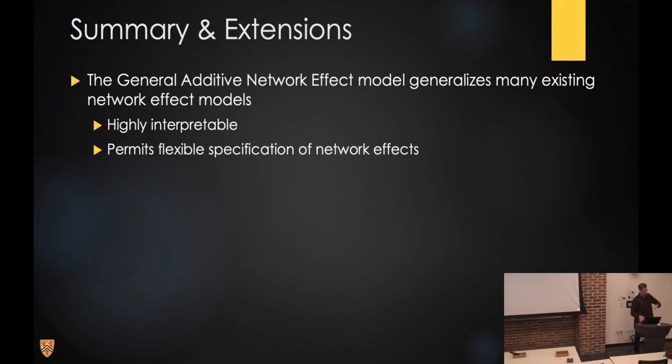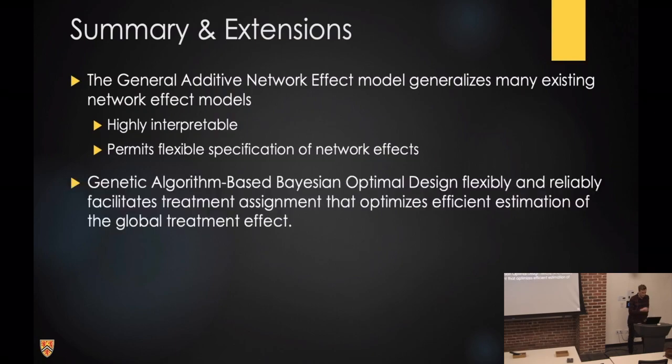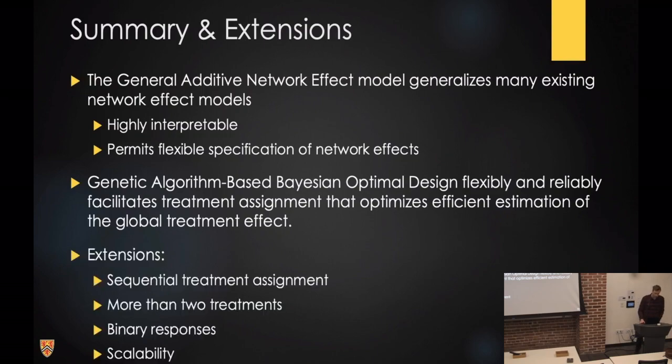Okay, so to end, I guess the first part was that the GANE framework was a flexible and interpretable way to model the results of network experiments. And then, backing up a step, the genetic algorithm and Bayesian optimal design is a very good way to do the design of the experiment, knowing that your analysis down the road might be one of those GANE lines. This work is by no means finished. There's a lot of opportunity here. I'll just very quickly talk through a couple of these.